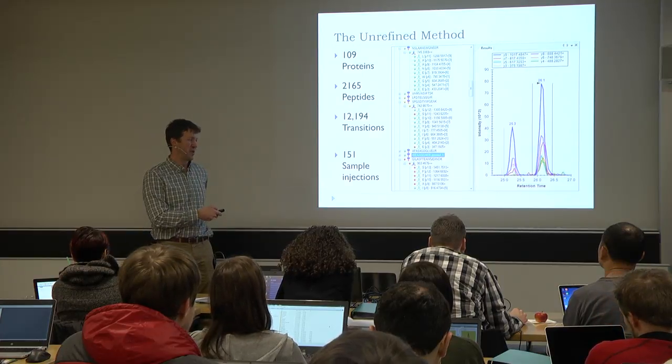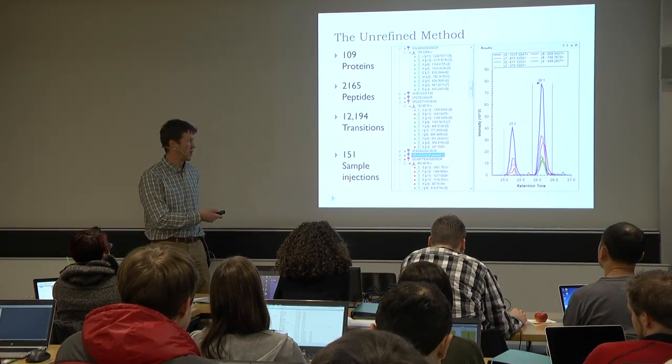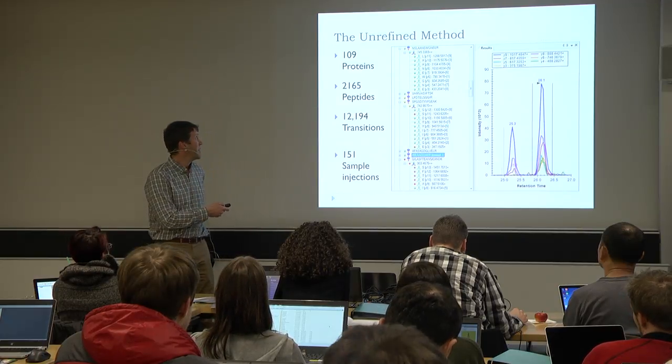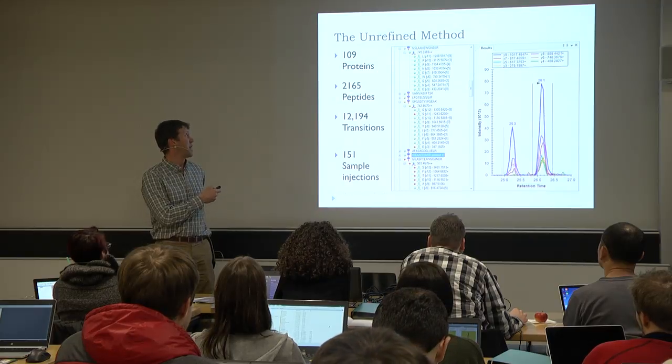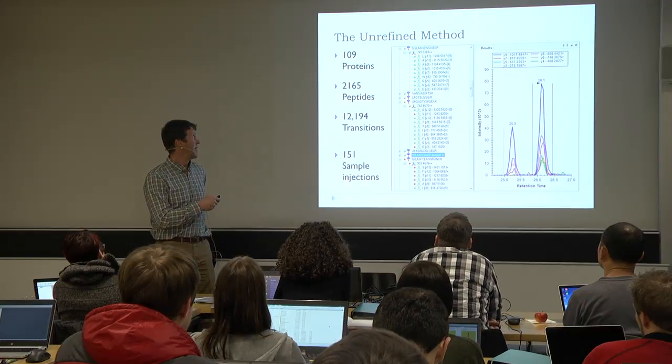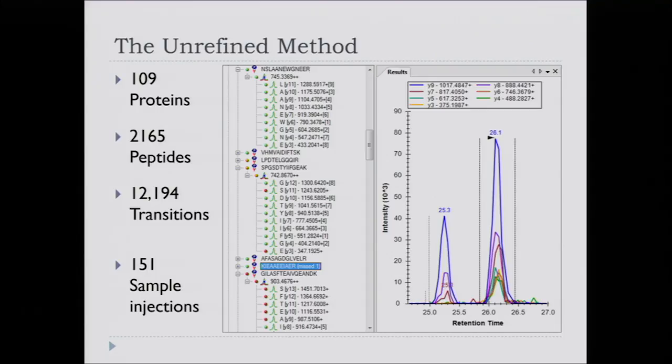But at that point we really wanted to see could we do this with a triple quadrupole and SRM, and in fact at that point Skyline only worked for SRM. We did get 109 proteins, and then we just took every possible measurable peptide, and that gave us 2,165 peptides, for which we took the entire y-ion series you can see here, from y3 to y(n-1), which gave us 12,000 transitions, and we were able to measure that in an unscheduled way in 151 sample injections.